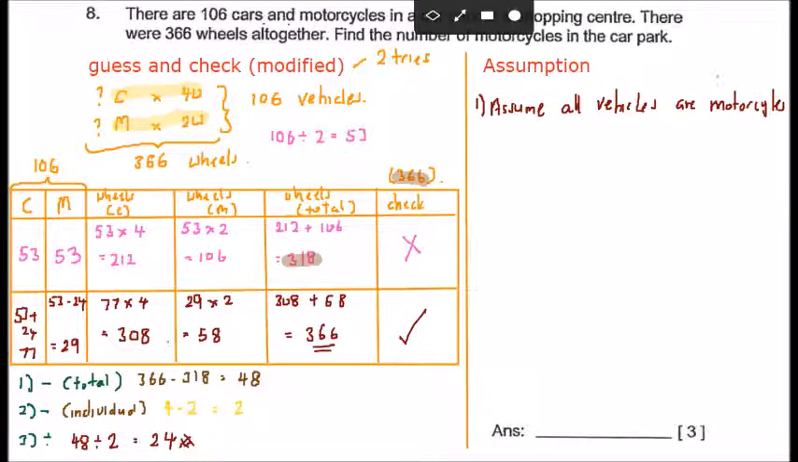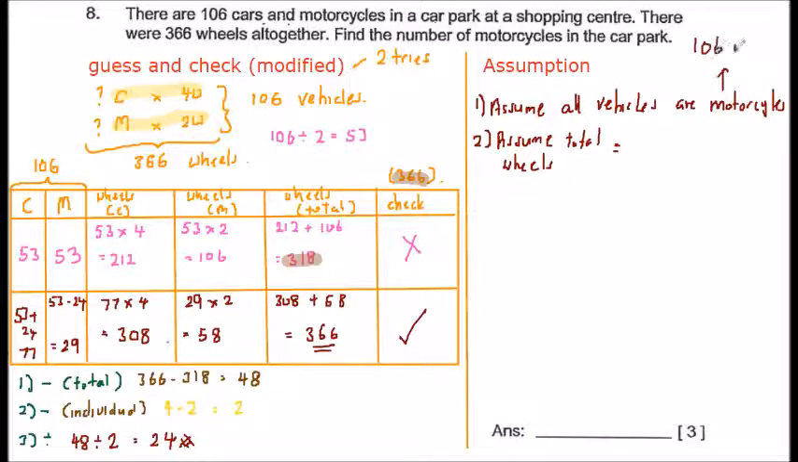Okay, so if we assume all are motorcycles, the next step, we will find what is the assumed total. Assumed total, of course, is the assumed total number of wheels. So now we are assuming that, guys, all 106 vehicles are all motorcycles. So if I have 106 motorcycles here, each one has 2. So that will be 212 wheels. And next, number 3, you write down the actual total wheels. Actual total based on the question, it should be 366, right? So we write it down.